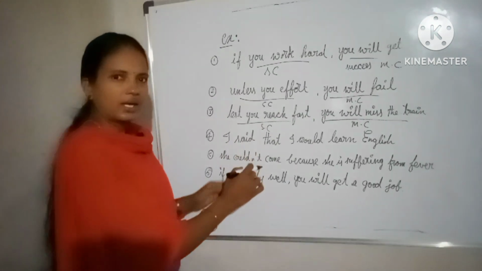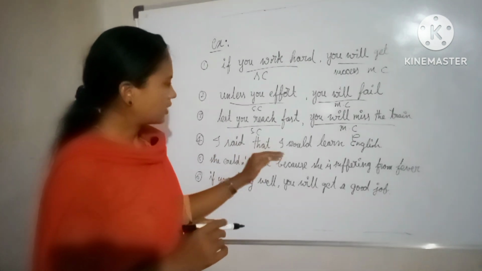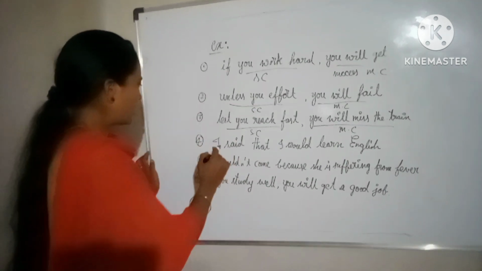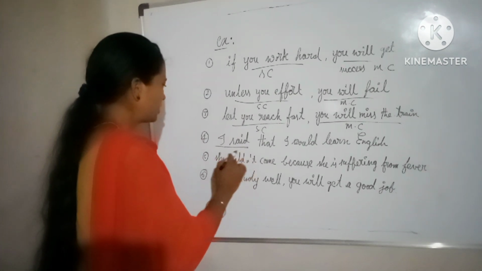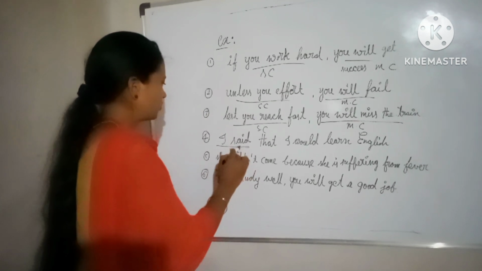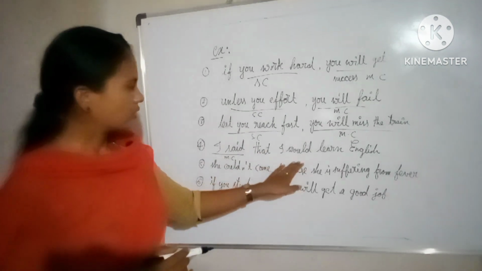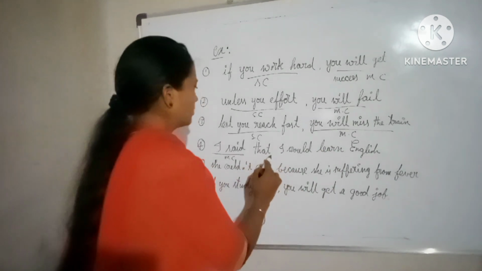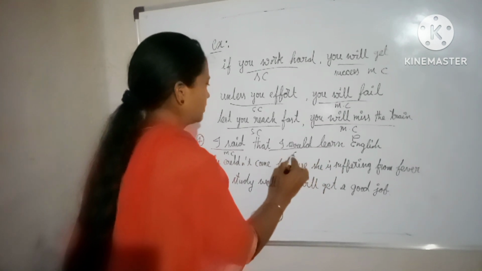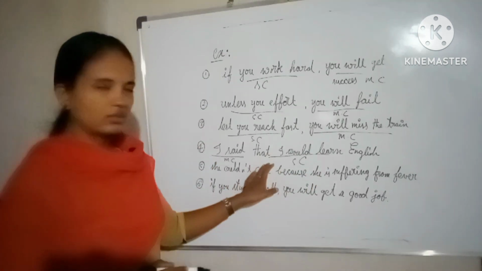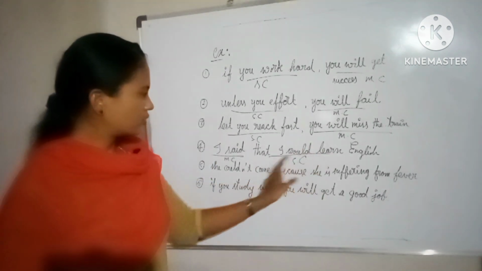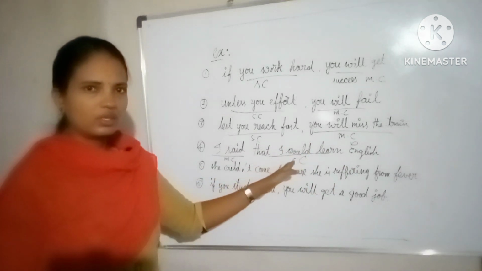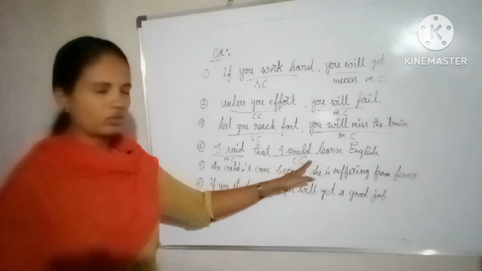So next, I said that I would learn English. So I said, there is a meaning in this part. So this is MC, means main clause. So that I would learn English, this is the subordinate clause. There is no meaning in this alone. There is a tail to this clause, so it is called subordinate clause.